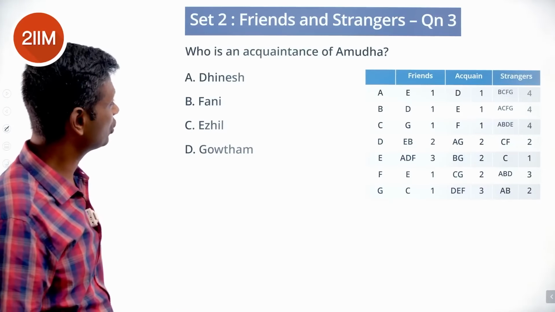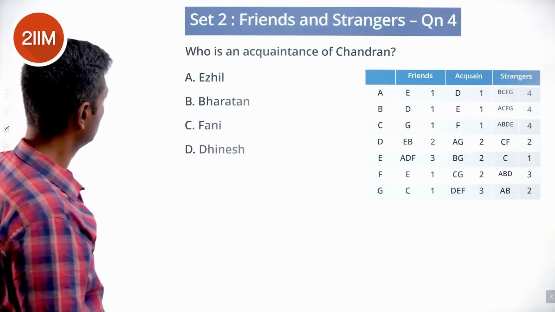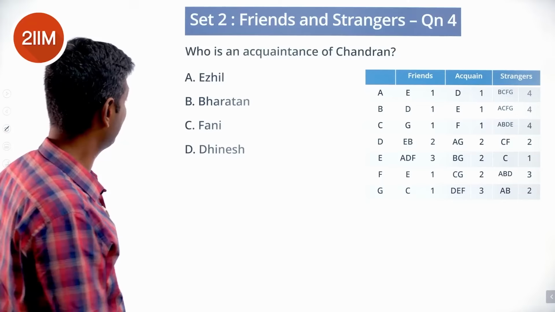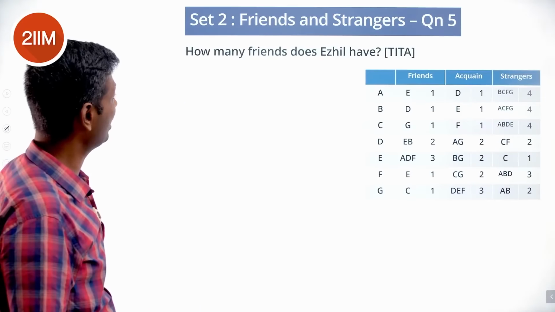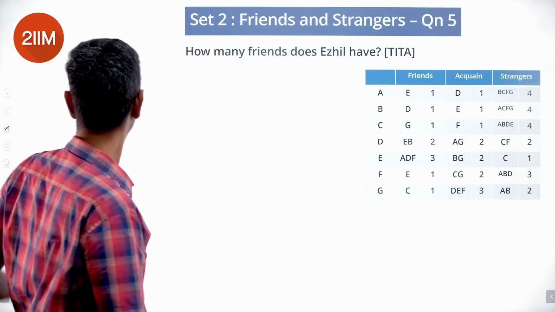Who is an acquaintance of Amudha? D, Dhinesh. Done. Who is an acquaintance of Chandran? Chandran's acquaintance is F, Fani. Done. How many friends does Ezhil have? Ezhil has 3 friends, A, D, F.